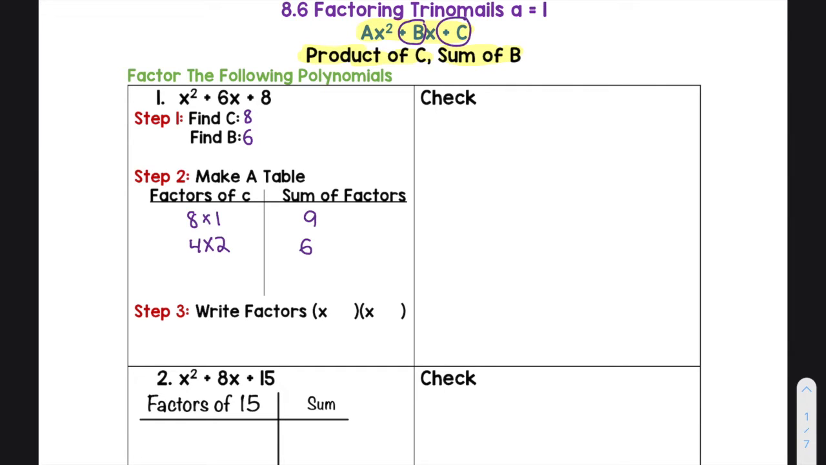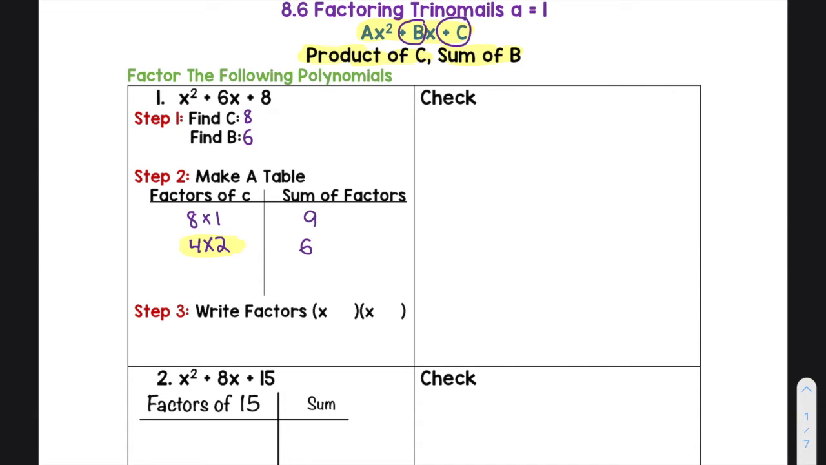The pair of numbers that we want to use have a sum of b, which in this problem is 6. Therefore, for our answers, we're going to use the pair of numbers 4 and 2. Since 4 times 2 is the c value, which is 8, and 4 plus 2 is the b value, which is 6. For each of these trinomials, their factors will be binomials. It's going to be 2 terms times 2 terms, and the values that we found in our table above are the numbers that are going to go in those binomials.